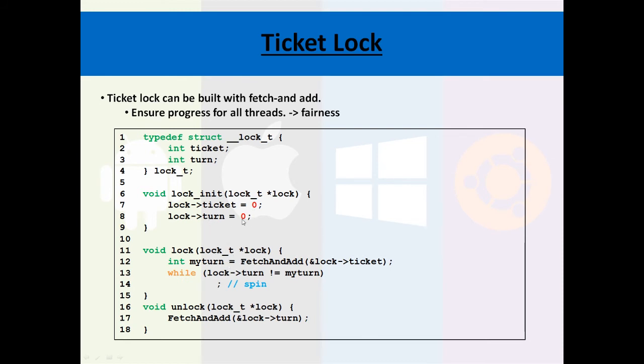The current value of turn is also 1 because of the previous thread. And we'll say 1 is not equal to 1, which is false. So this will end and I will return. And then the unlock can occur again.